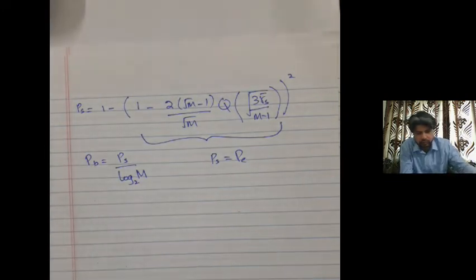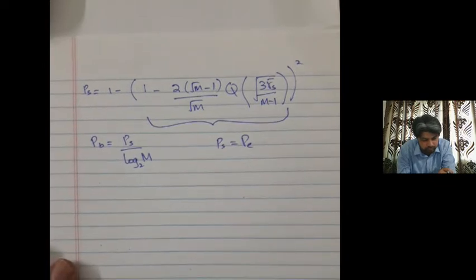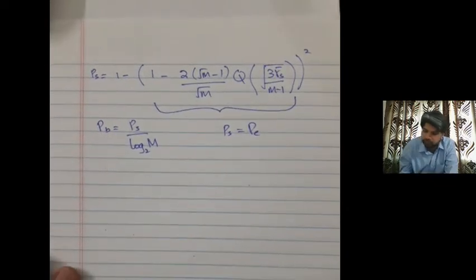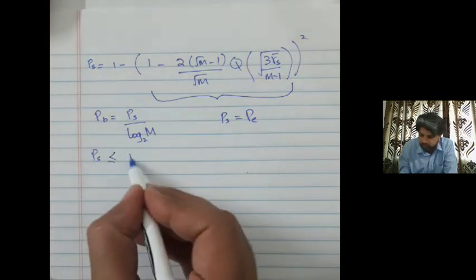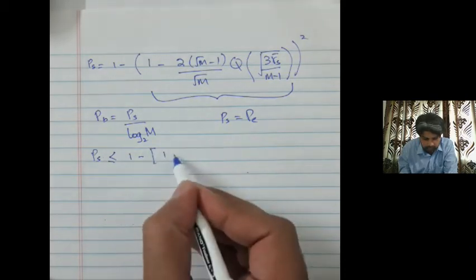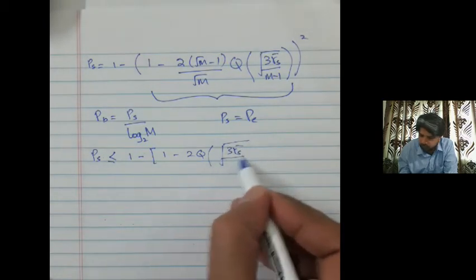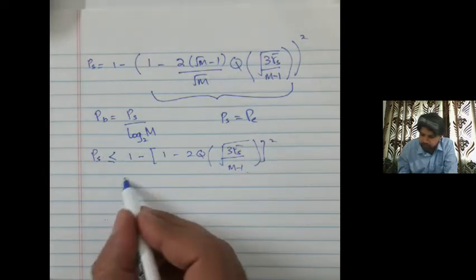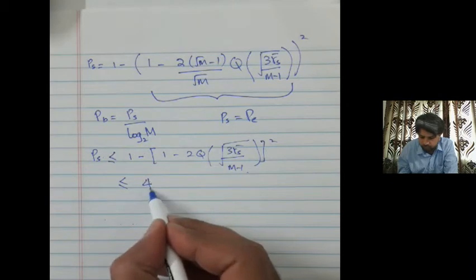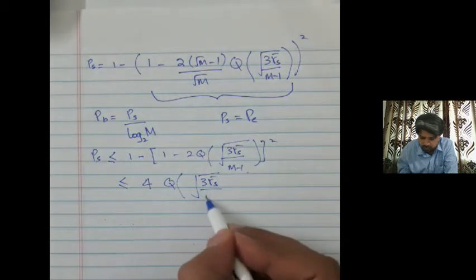This was for square constellations, but what about rectangular constellations? So if you have non-square constellations, typically what people use are bounds, and they say the symbol error probability would be less than or equal to 1 minus (1 minus 2 times Q function of root of 3 gamma s bar over (M minus 1)) whole squared. And typically they also say that this would be less than or equal to 4 times Q function of root of 3 gamma s bar over (M minus 1).